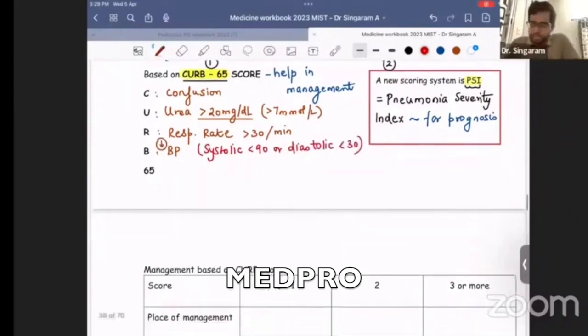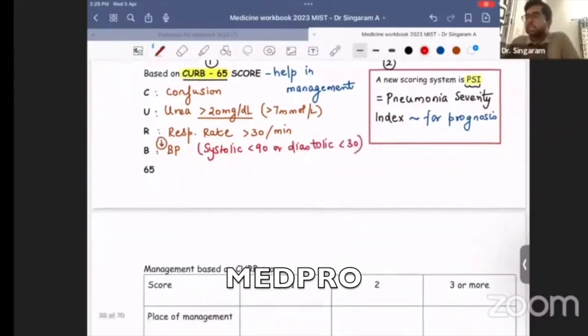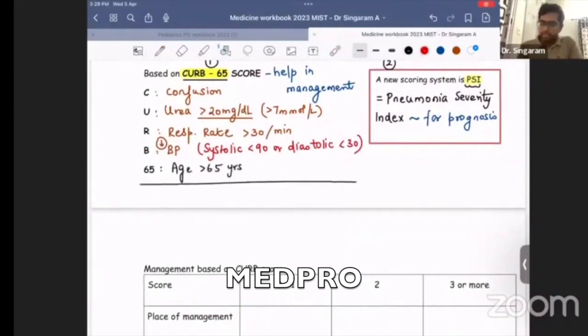And 65, any idea what does 65 stand for? Age. It is the age of the patient, age more than 65 years. These are the things which we will talk about in the CURB-65 score. Please be very, very clear about this. Everything stands for one important parameter.